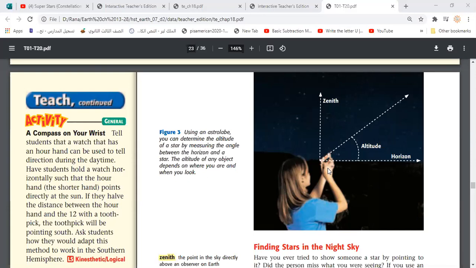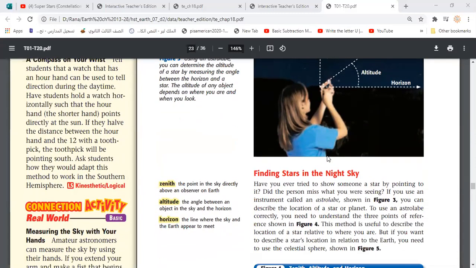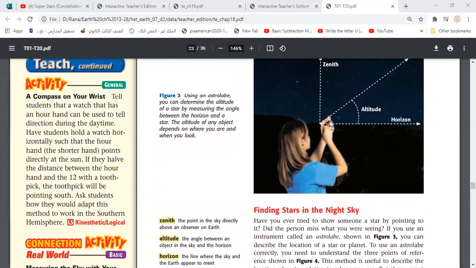So maybe your friend asks, which one, this one or this one or this one, and it will be hard to find it. So it would be better if we use a tool or an instrument that makes it easier to locate the star. Actually, this tool is known as the astrolabe, a device which this little girl is holding.